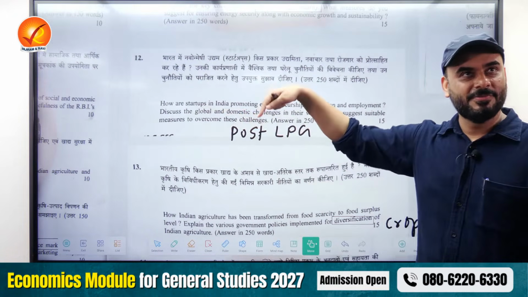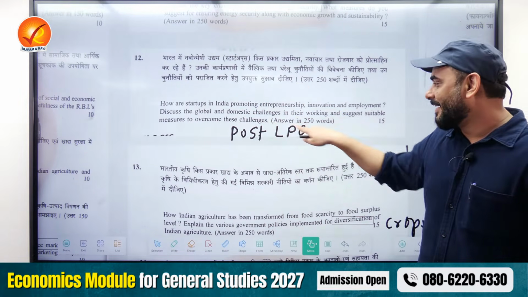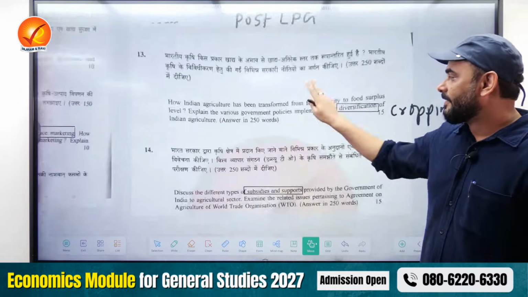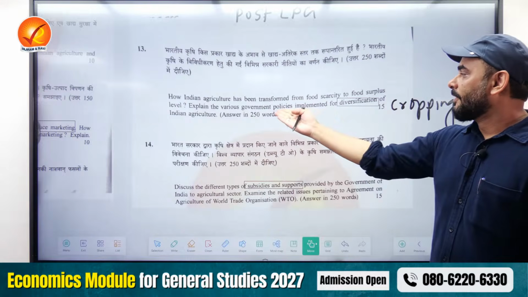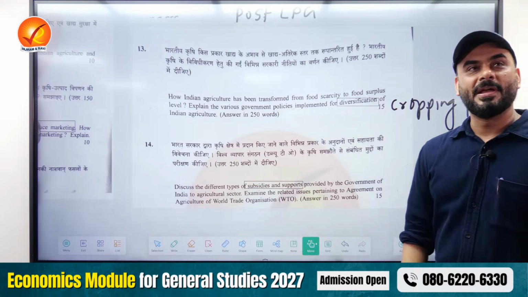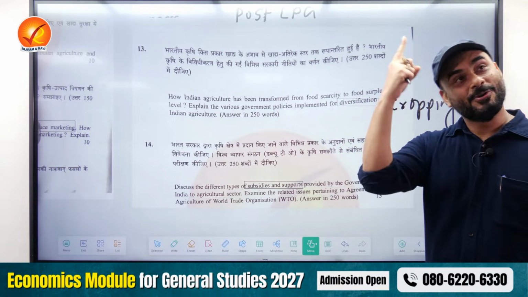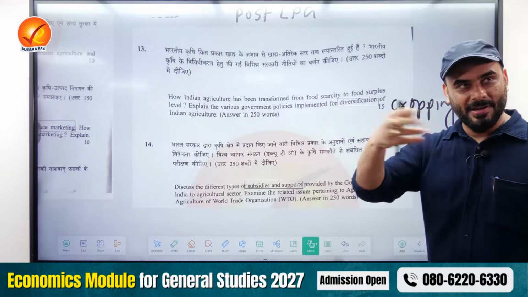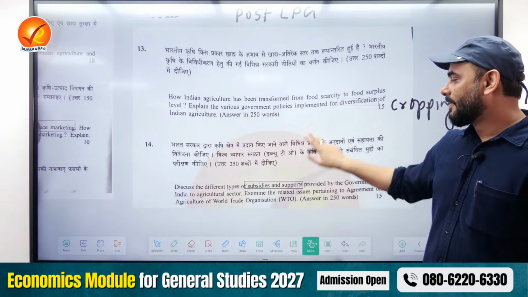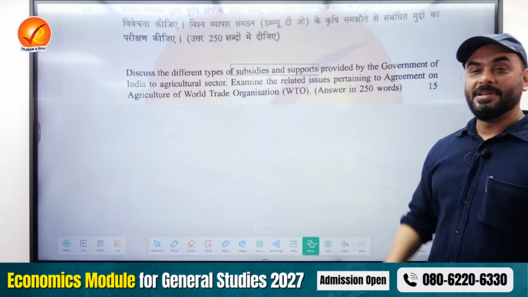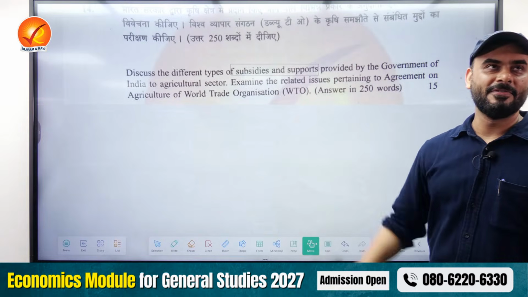Startups. Startups were developed to promote industries after 1991, post-LPG. But look at this. Government policies implemented for crop diversification. Okay, so which means cropping pattern, the faults in cropping pattern, how to correct them, crop diversification. And there you go, subsidies in agriculture, directly taken from the syllabus.